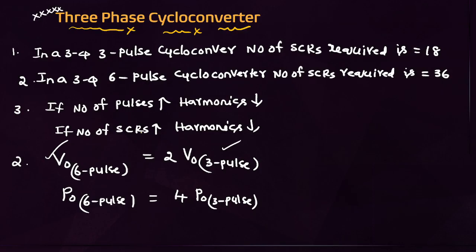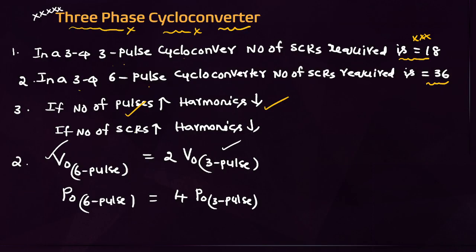Next. Some points you have to concentrate on mainly with respect to 3-phase cycloconverter. 3-phase cycloconverters are very important from the competitive exam point of view. In a 3-phase 3-pulse cycloconverter, how many SCRs are required? 18 SCRs are required. In 3-phase 6-pulse cycloconverter, how many SCRs are required? 36 SCRs are required. And one more point you have to remember: if the number of pulses increases, harmonics will reduce. 3-phase 3-pulse, 18 SCRs. 3-phase 6-pulse cycloconverter, 36 SCRs.